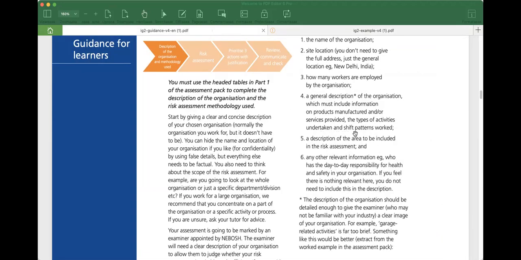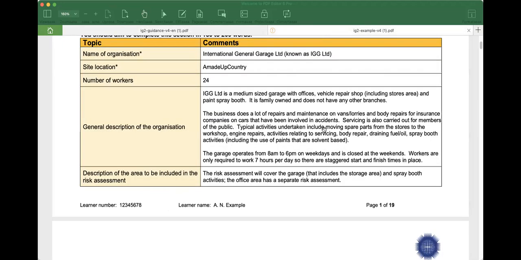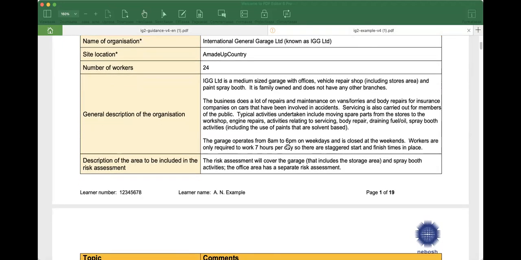And for shift pattern, you can see the garage operates from 8 a.m. to 6 p.m. It means this company only operates one shift. Workers are only required for 7 hours per day, so there are staggered start and finish times in place.